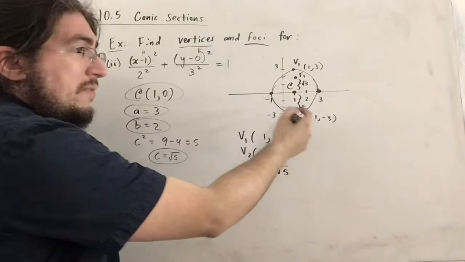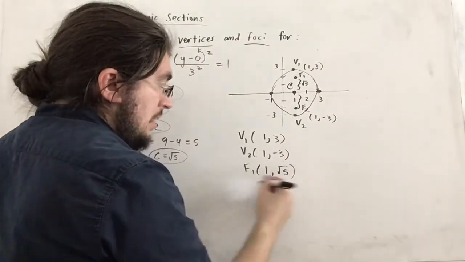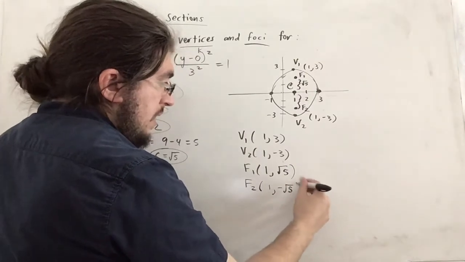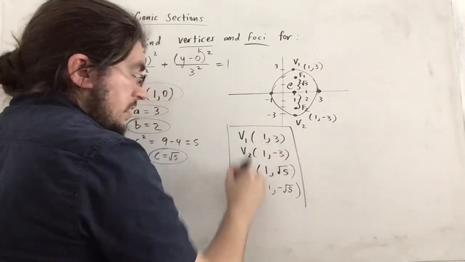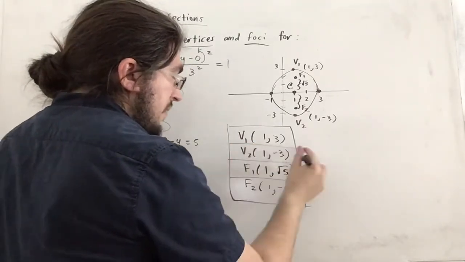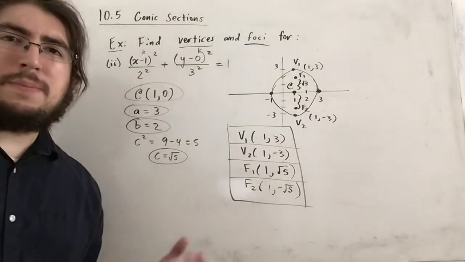Similarly, for the second focus, we go down from the x-axis. So that is 1 comma negative radical 5. And we are done. These are the 4 things we wanted to find. And I guess I'll box them separately like I did the previous one. And that's the only example I want to do for ellipses.